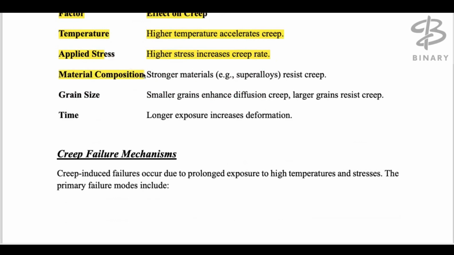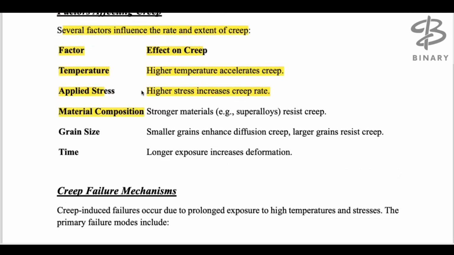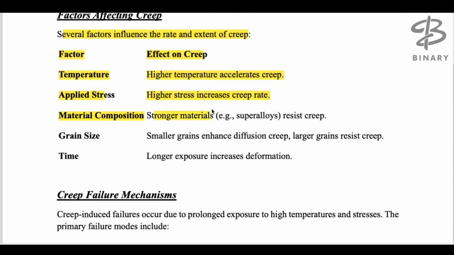Third one, the material composition, also takes part in affecting the creep. The stronger the material, for example a superalloy, the more it resists creep. If the material is strong or tough in its mechanical properties, then it will resist the creep, and it will not creep early.